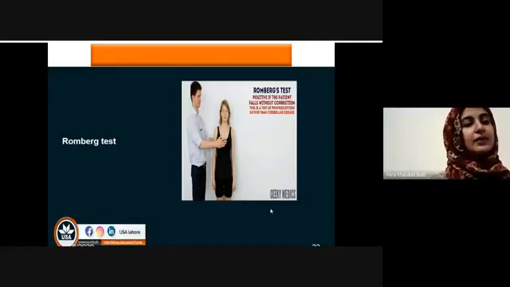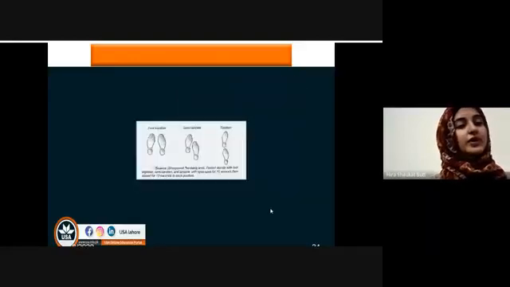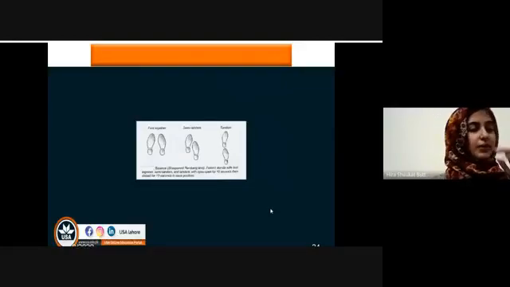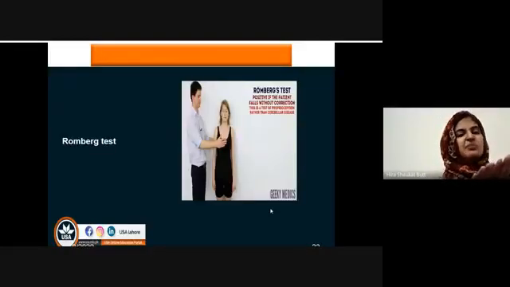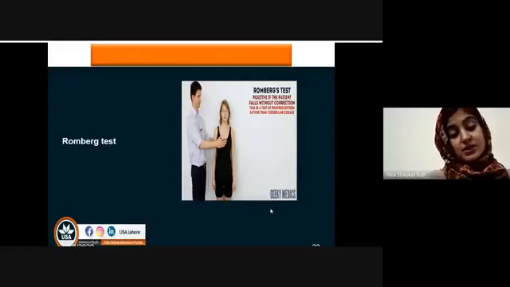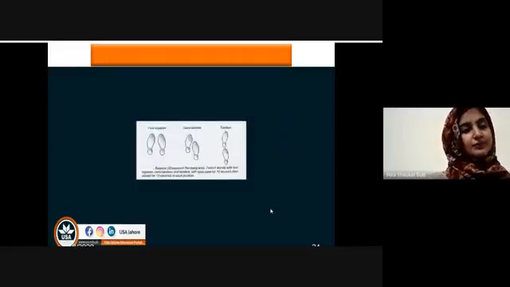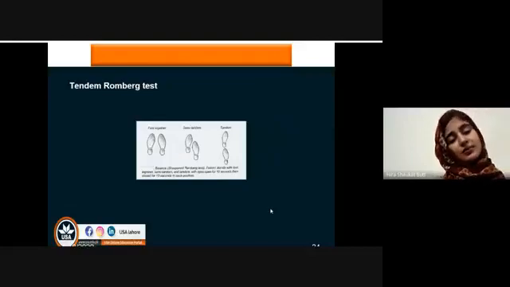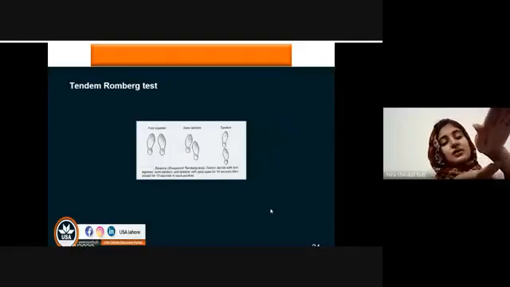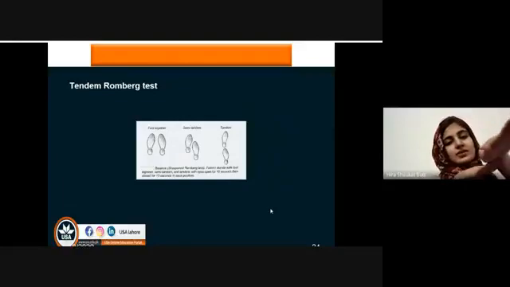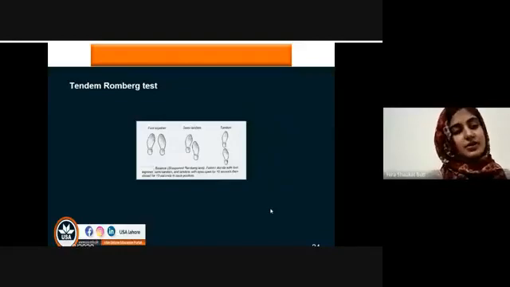Then you can go for the tandem Romberg test. In the Romberg test we were asking them to stand with the feet together, or if you want, you can reduce the base of support to make the test more complicated. In the tandem Romberg test, you can ask them to stand with the eyes closed in this position. That will be the tandem Romberg test.